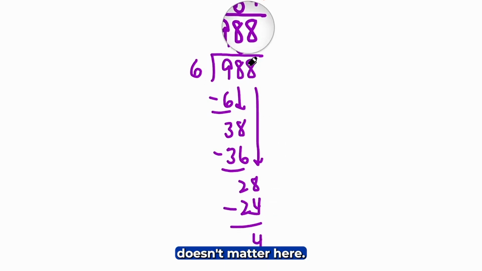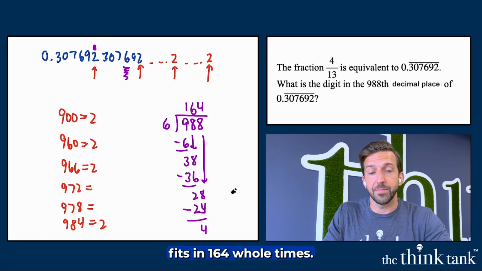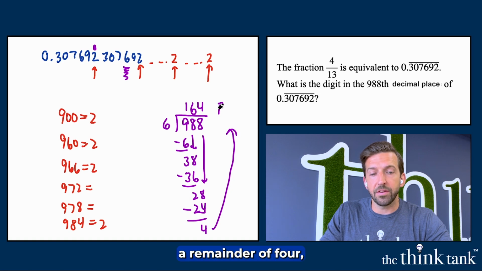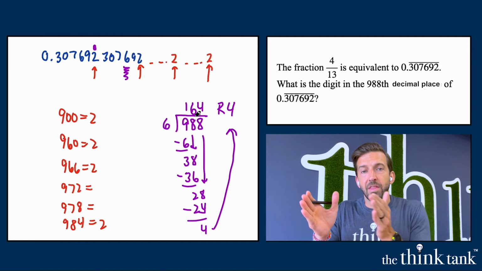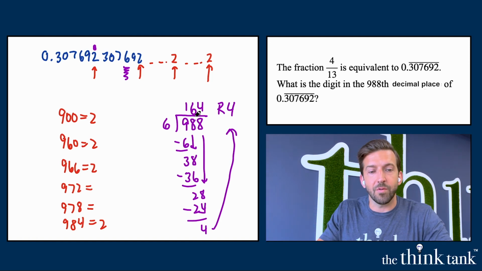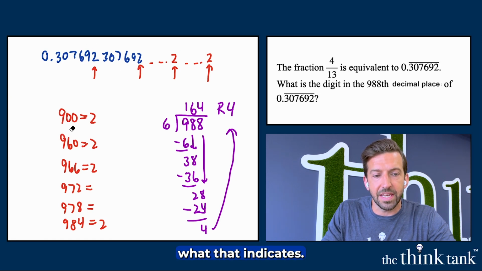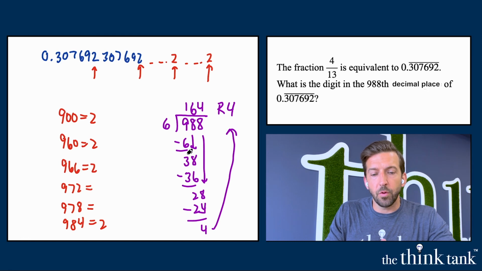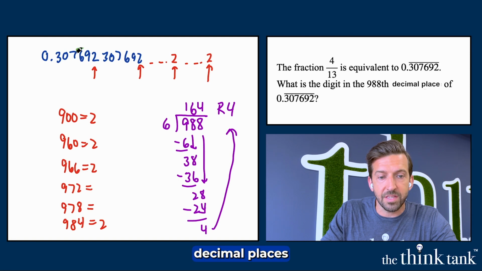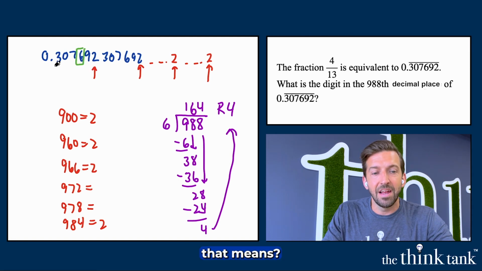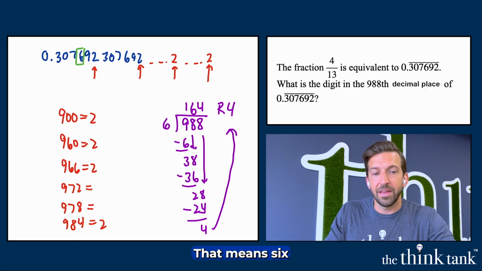Now, the 164 doesn't matter here. What that's saying is that this decimal pattern of 6 fits in 164 whole times. What matters here is that we get a remainder of 4, which means that while we got 164 perfect repeats of our pattern, there are 4 leftover decimal places that we couldn't fill correctly. Let me clear out some stuff here, and I want to show you what that indicates. The whole pattern fits 164 times, and there are 4 decimal places left over. So 1, 2, 3, 4 decimal places are left over, and guess what? That means the 4th decimal is going to be the last one. The 4th decimal is going to be that 988th decimal. That means 6 really is our answer.